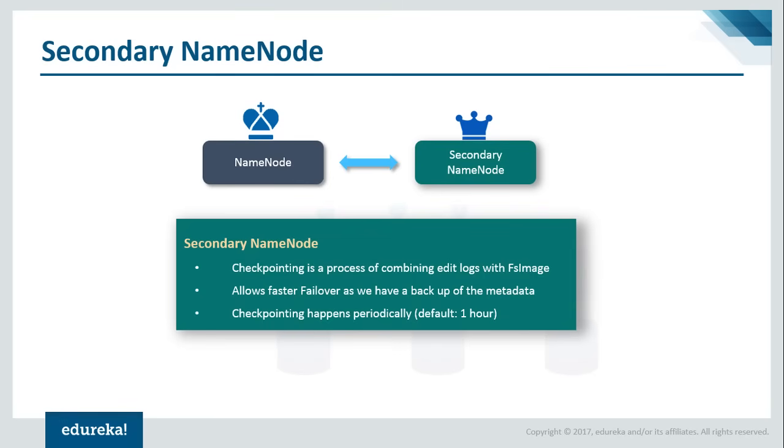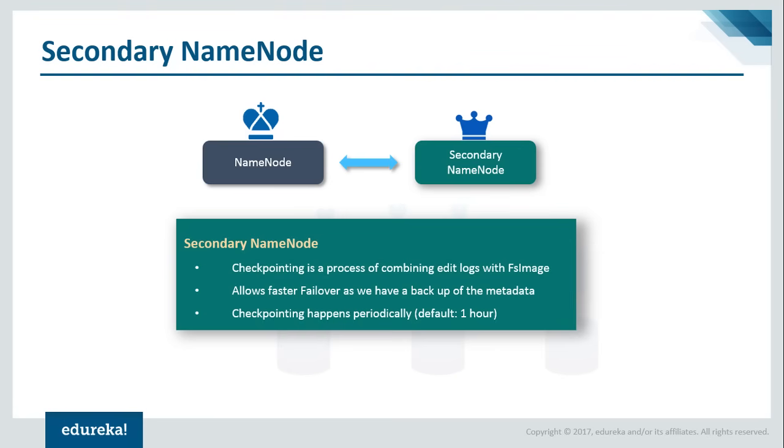Now let us talk about the secondary name node. Most people get confused with the name secondary name node. They assume that it is the name node that will be used if the name node goes down. Well, it actually has a different purpose.